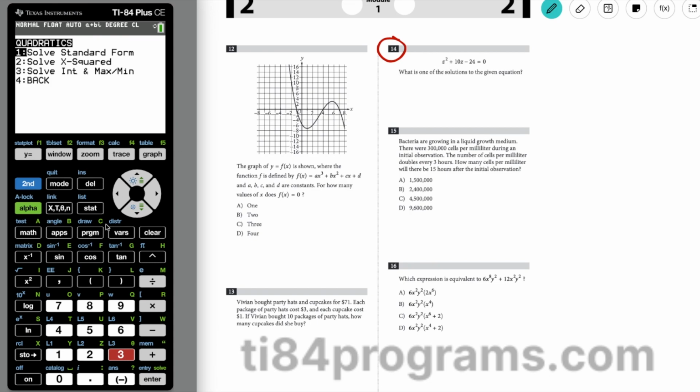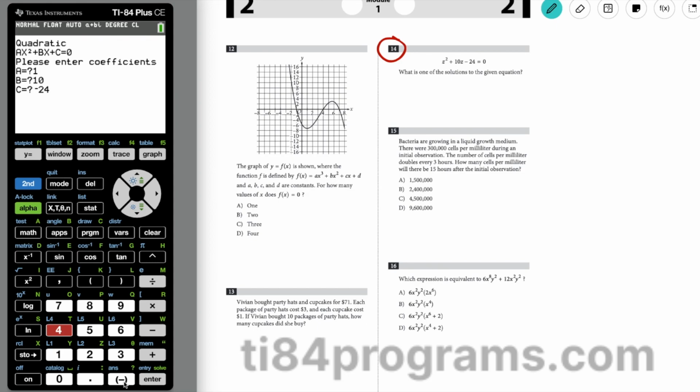So what we're going to do is solve it in standard form. We're going to assume that for ax squared plus bx plus c, the a is 1, the b is 10, and the c is negative 24. Now notice there's this negative sign here. In our minds, we can distinguish between negative and minus, or vice versa. But the calculator is very particular about using this as your negative sign.